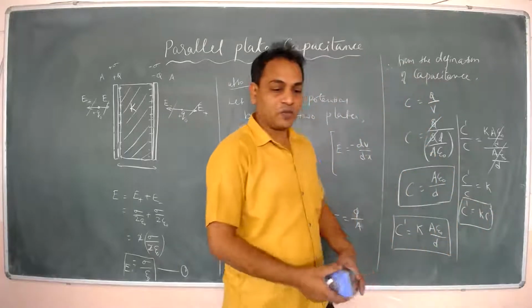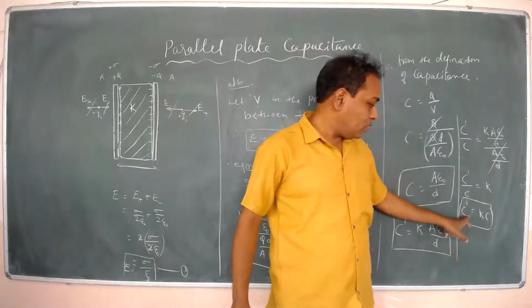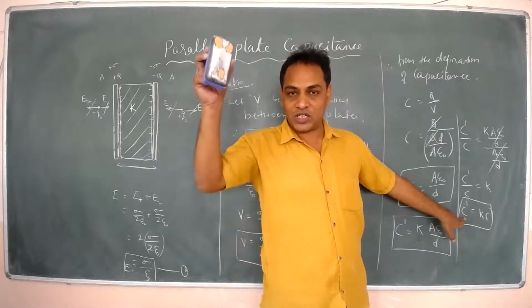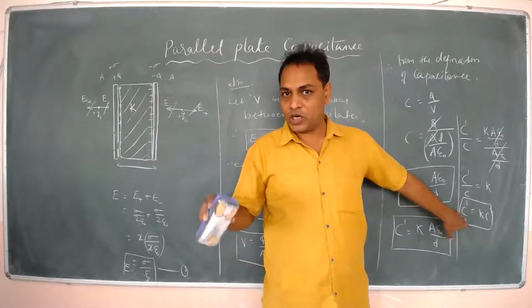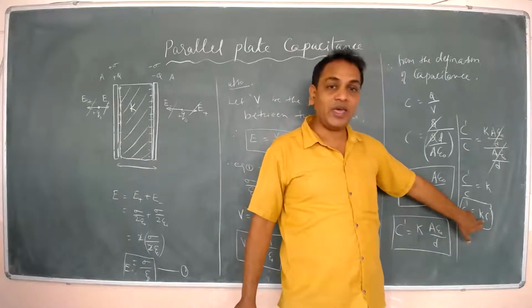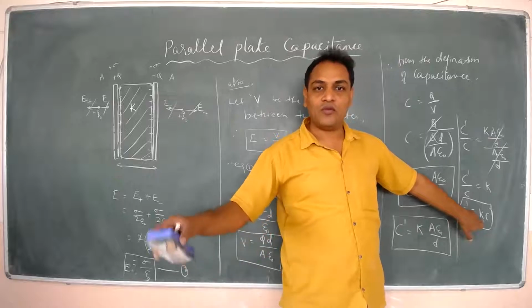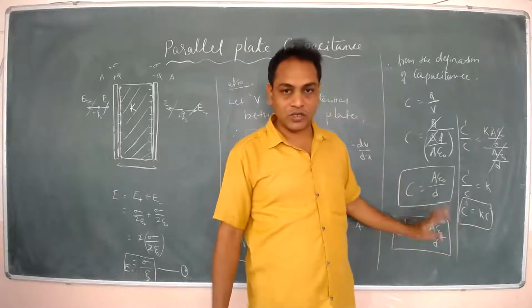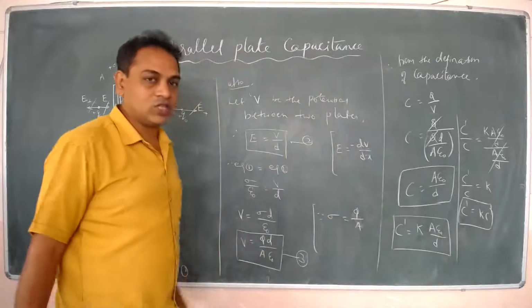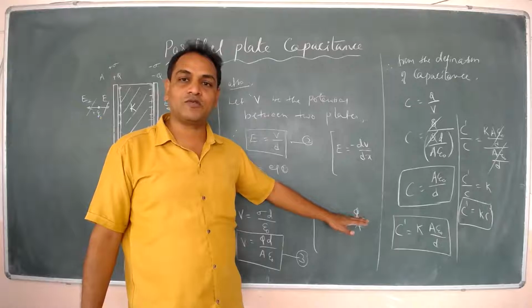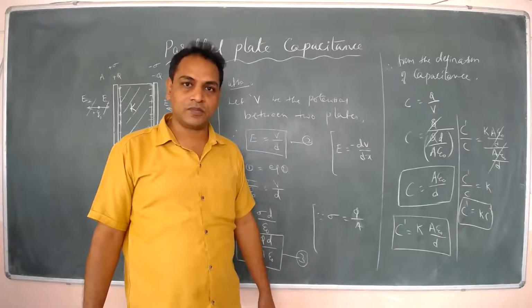So from this expression, it is quite clear that when a dielectric slab is introduced between the two plates of a parallel plate capacitor, its capacitance will be increased by K times that of when it is in air. So this is the expression for a parallel plate capacitor. Sometimes it is an important question. Sometimes it may be asked for three marks. They may ask.